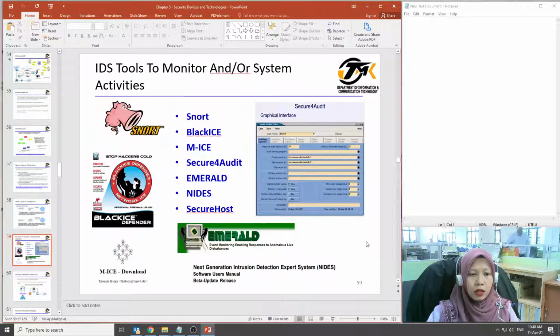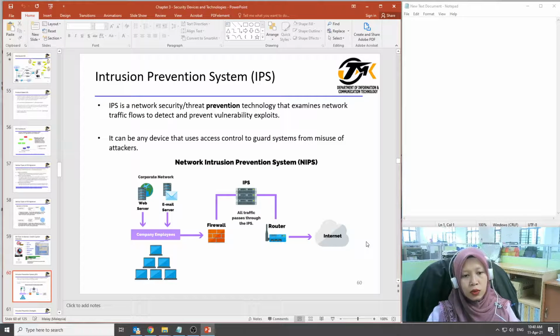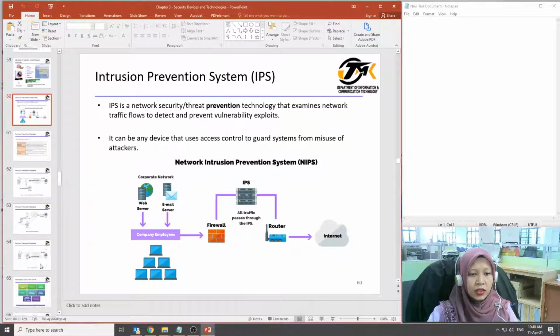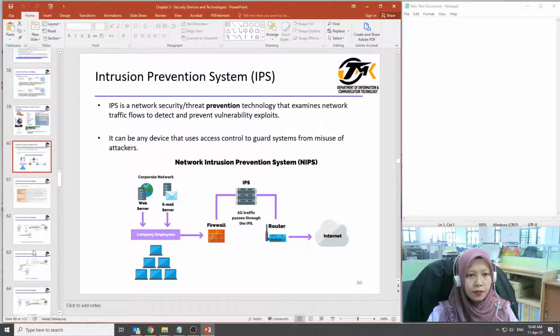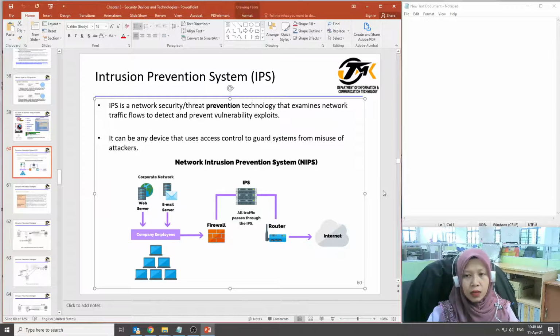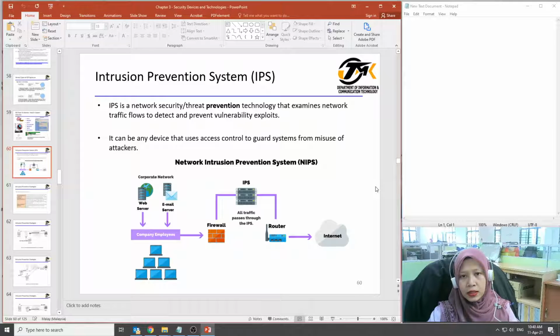Okay, alright. So now we go to the intrusion prevention system. Obviously we have intrusion detection, and now we have intrusion prevention. Before you have intrusion prevention, you need to have detection. If you have an intrusion prevention system but you don't have intrusion detection, it's useless. Why? Because you can prevent but you cannot detect. You should have detection, then you have prevention.